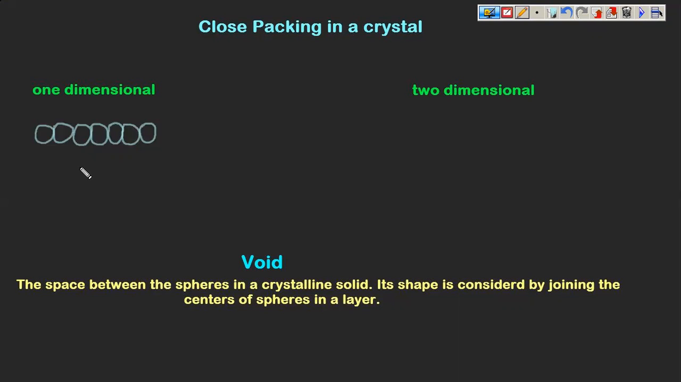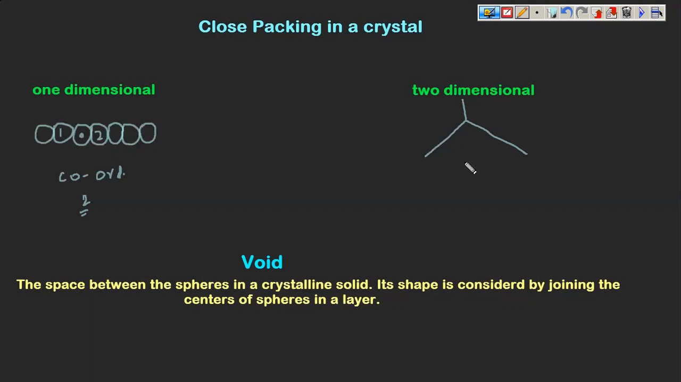The number of nearest neighbors of a particle, with which the particle is attached, is called the coordination number. Suppose this is our reference particle and it is attached with two different particles here. So the coordination number is 2.